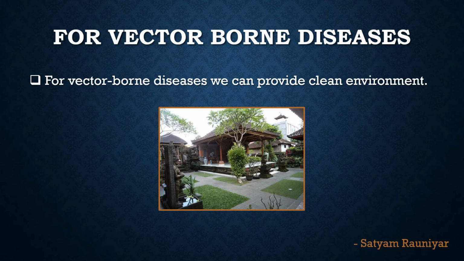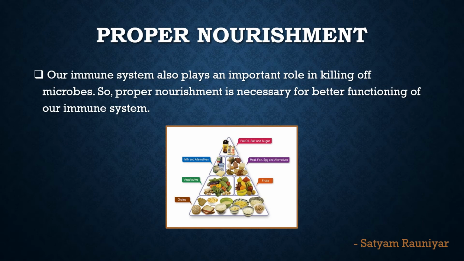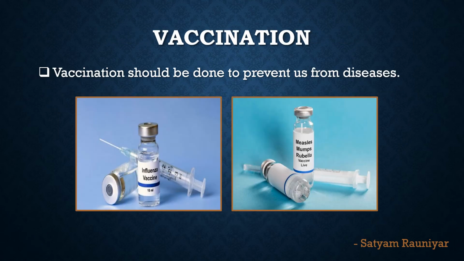For vector-borne diseases, we can provide a clean environment and proper nourishment. Our immune system also plays an important role in killing off microbes. So, proper nourishment is necessary for better functioning of our immune system. Vaccination. Vaccination should be done to prevent us from diseases.